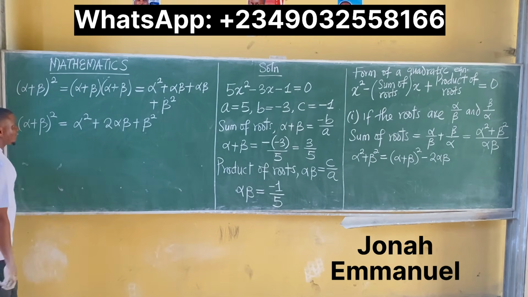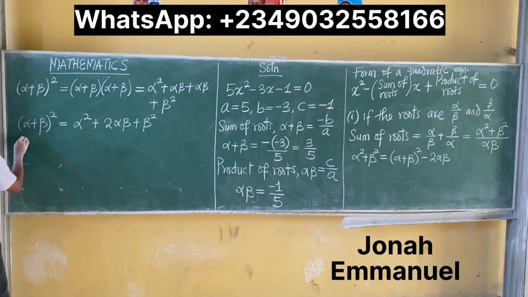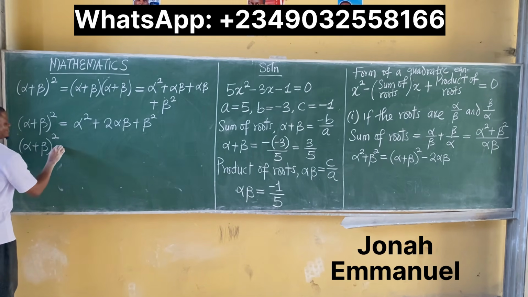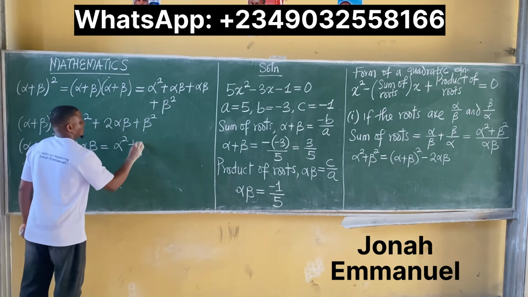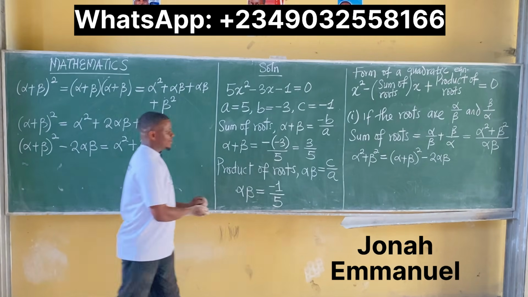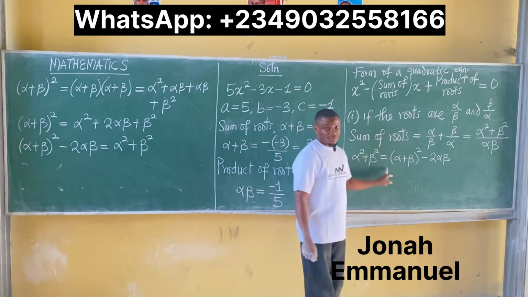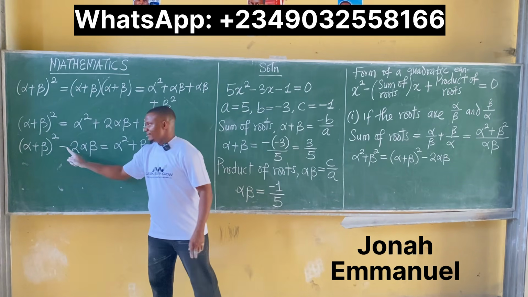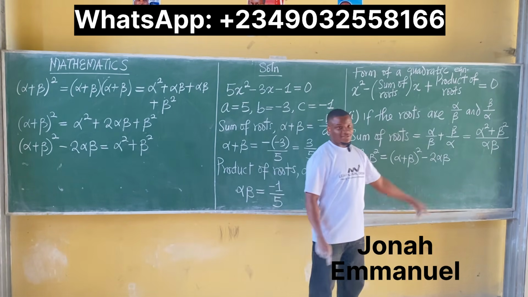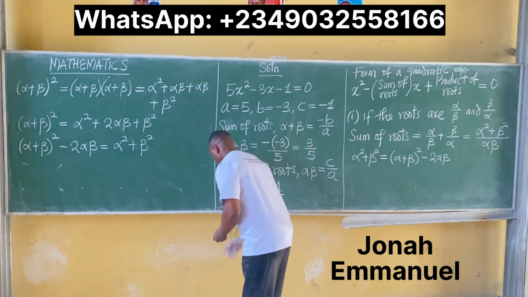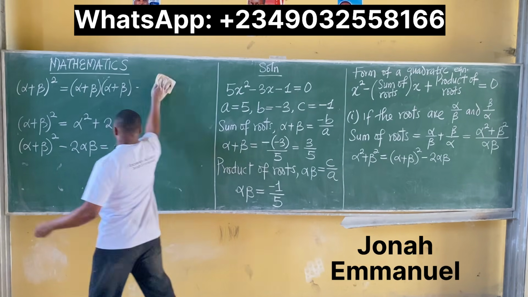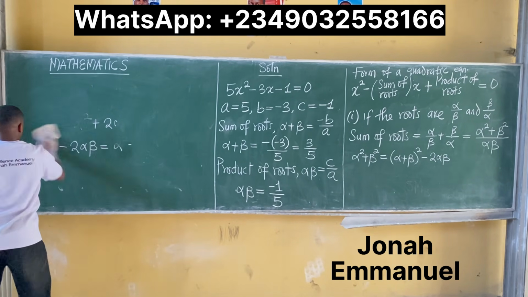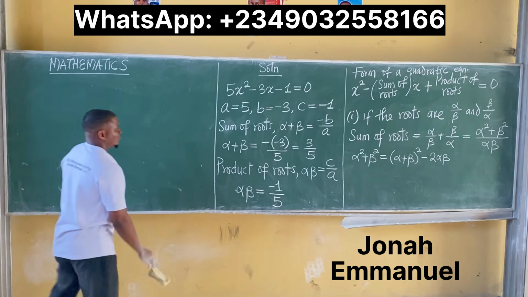You have this. All right. If I move this one here over here, it becomes alpha plus beta all squared minus 2 alpha beta is equal to alpha squared plus beta squared. So you now see why we say alpha squared plus beta squared is equal to alpha plus beta all squared minus 2 alpha beta. So that's the concept. So that's how we get this, okay? All right, let's proceed with our solving.